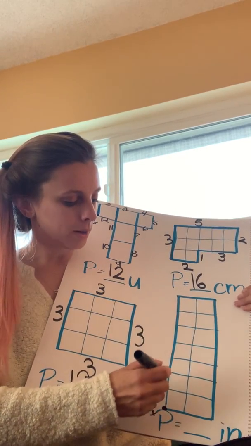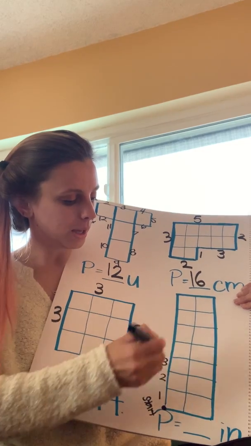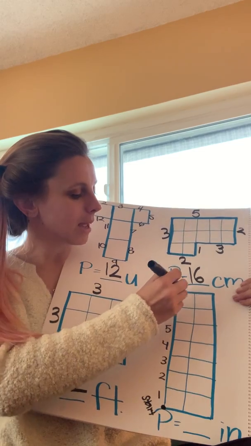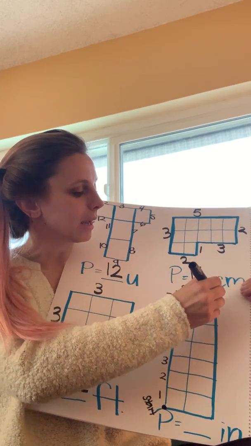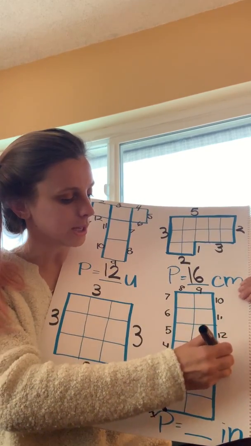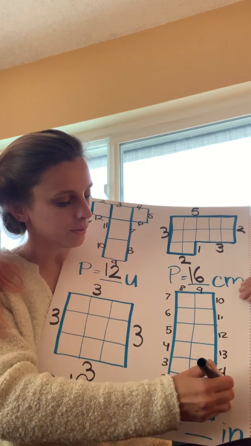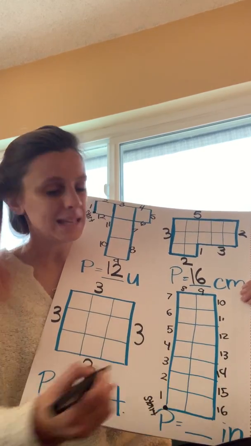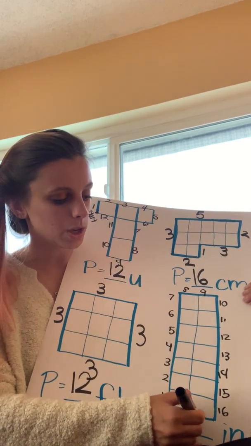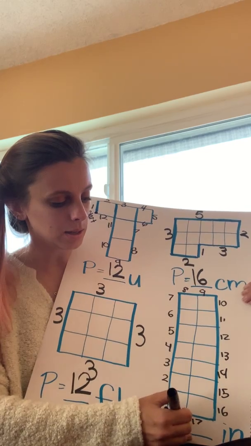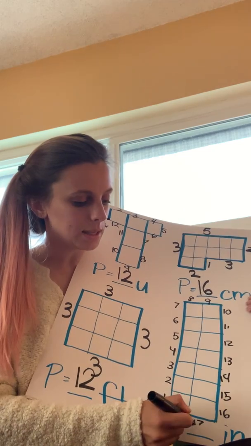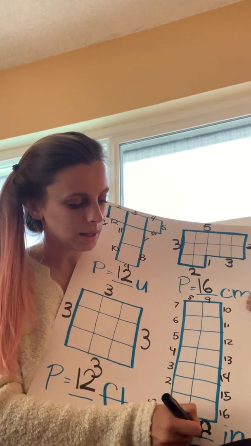Ready? 1, 2, 3, 4, 5, 6, 7, 8, 9, 10, 11, 12, 13, 14, 15, and 16. Oh, was I ready to stop yet? No, almost got tricked. 17 and 18. Now I hit my corner. All right, so I see that I went up to 18, so my answer will be a big 18 inches for my perimeter.